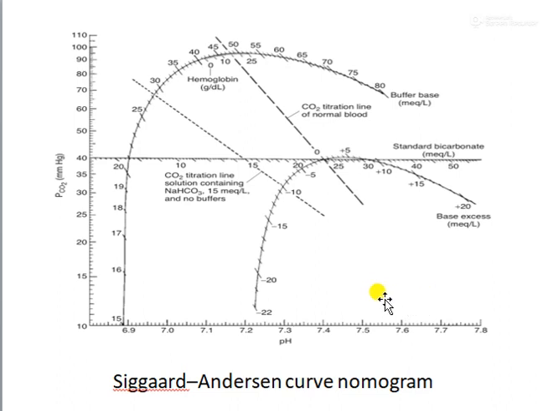Similarly, the position of the point above or below the horizontal line at PCO2 40: if it is above 40 mmHg it defines acidosis, and if it is below it defines alkalosis, or hypoventilation or hyperventilation.